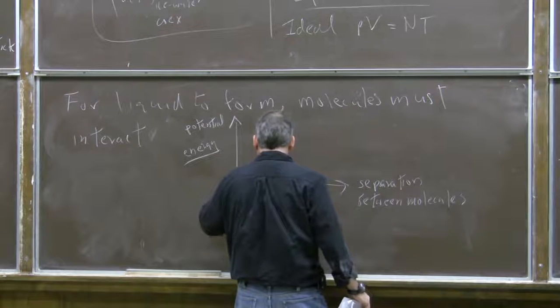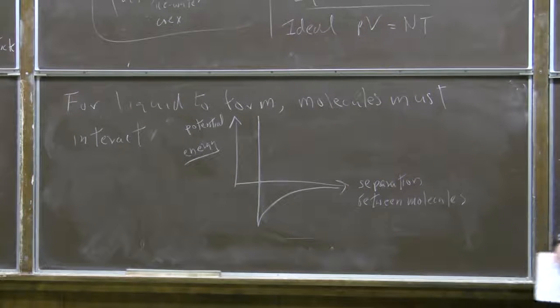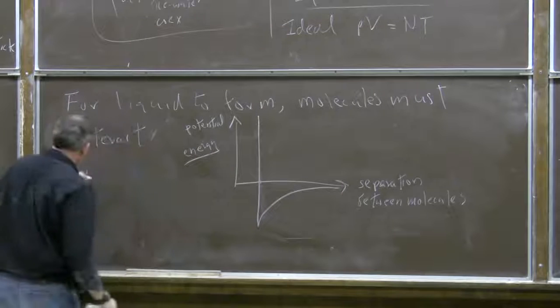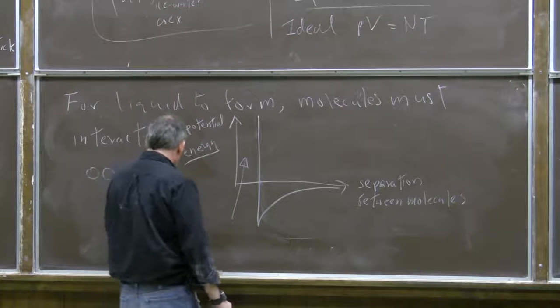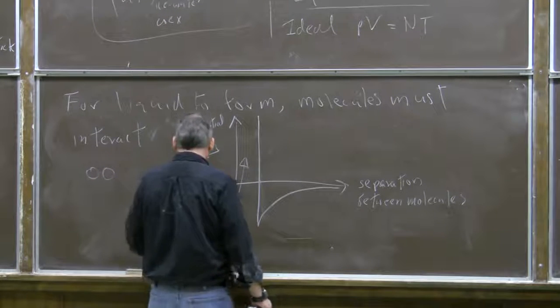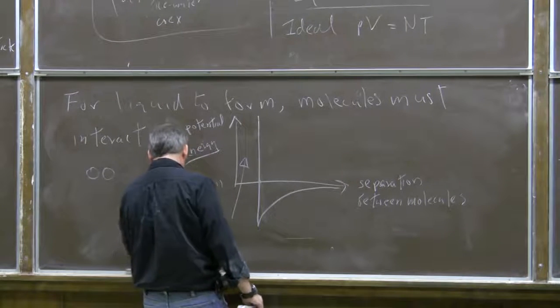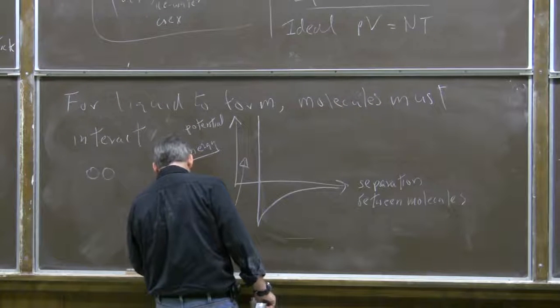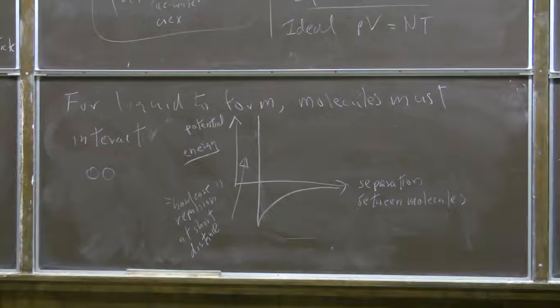Well, I'll make it actually a vertical line. So we'll suppose that there's a hard core interaction. When you try to push molecules very close together, they bump into one another and you can't squeeze them anymore. So there is a hard core repulsion at short distance. So we can't compress the molecules indefinitely. Eventually they're pressing up against one another.